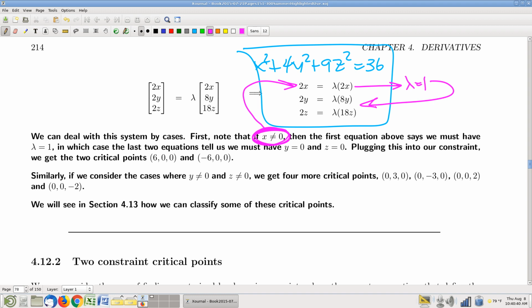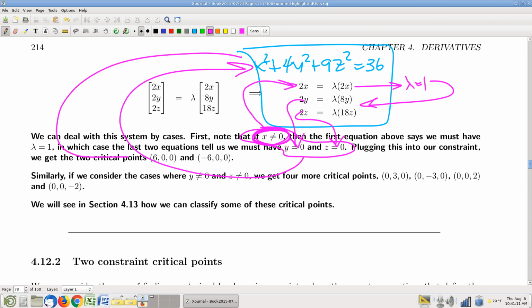And now what I get, if lambda is 1, 2y is 8y, okay, well that means that y is 0, and that means that z is 0. Everybody on board? So if x is not 0, y and z have to be 0, and then plugging all this information into the constraint, I can solve and see what x is. If y and z are both 0, solve for x. X turns out to be plus or minus 6. So it's a whole thing, right?